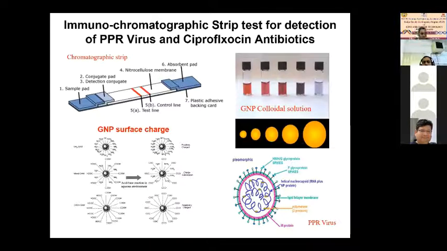Then there are backing laminates, plastic laminates, and a conjugate pad where you put your detection conjugate, and a sample pad where you dip in or put your sample. So this is the overall chromatographic strip structure, and these are the labels, whether the gold label or the polymeric labels. Whatever the kind of label, you need some coloring agent, so that it moves with the color and the color lines can be created over the test line and the control line. That's why we need a coloring agent.